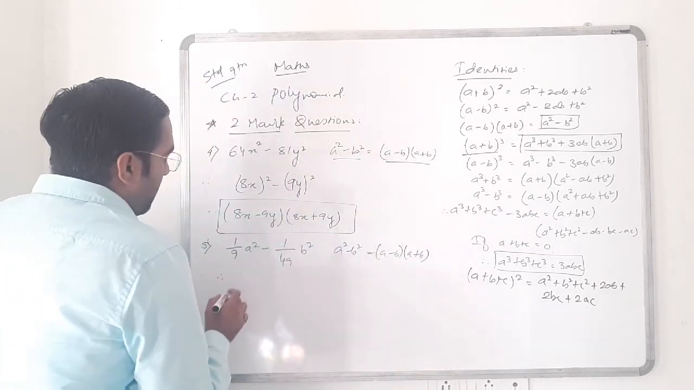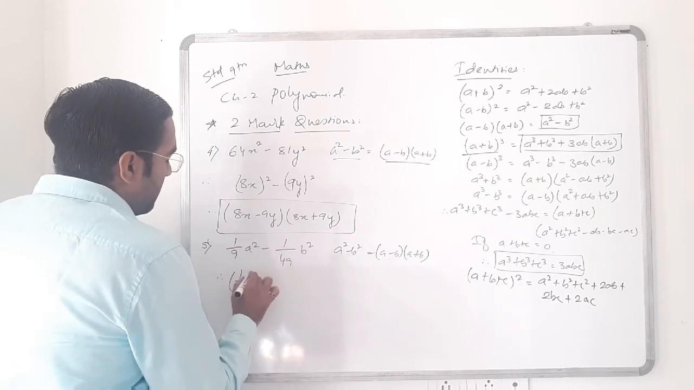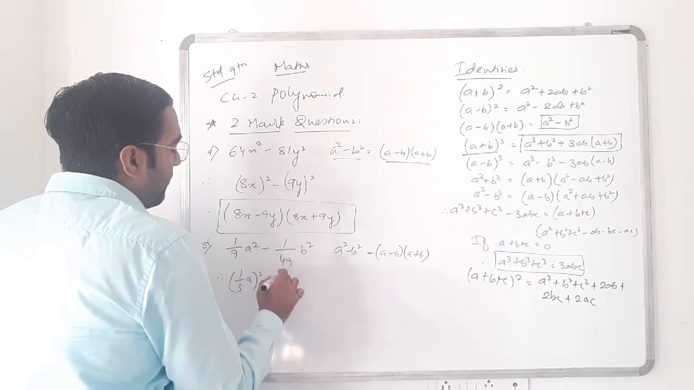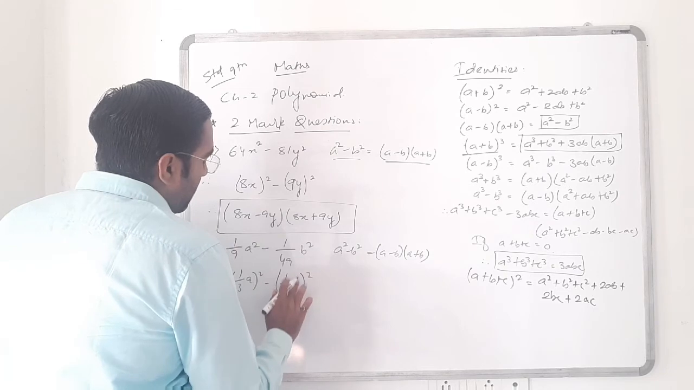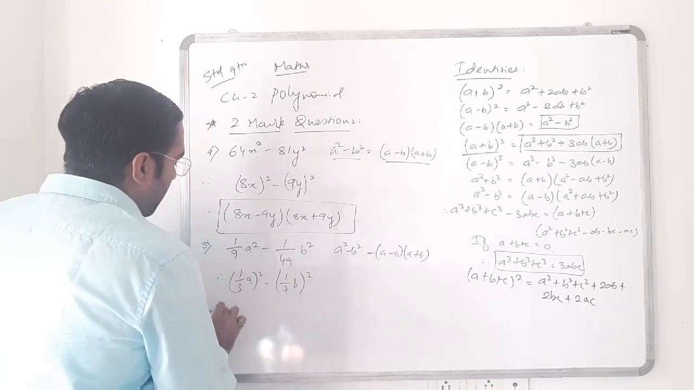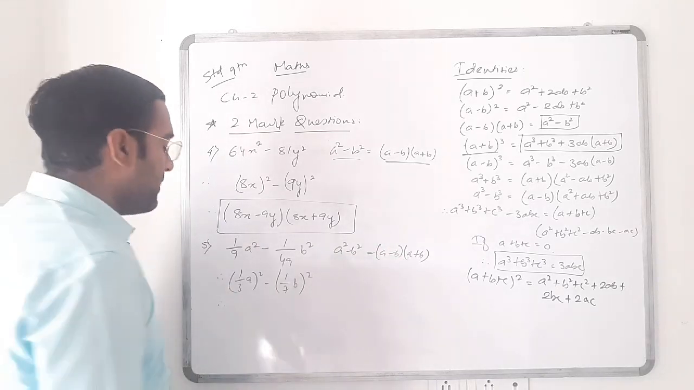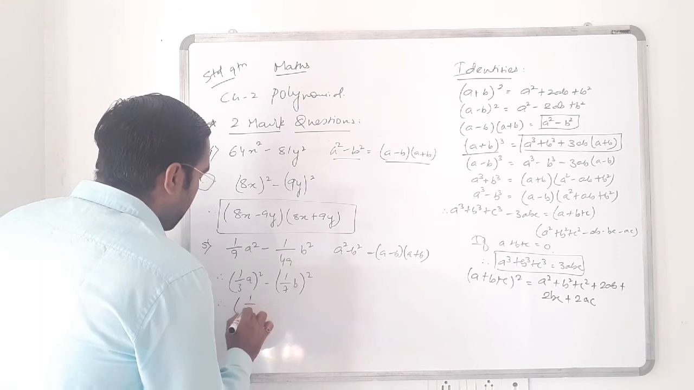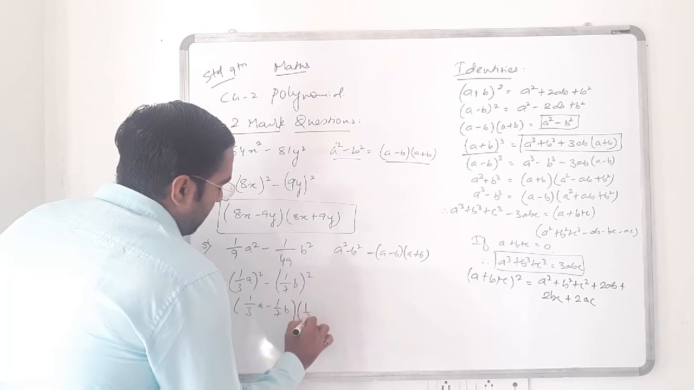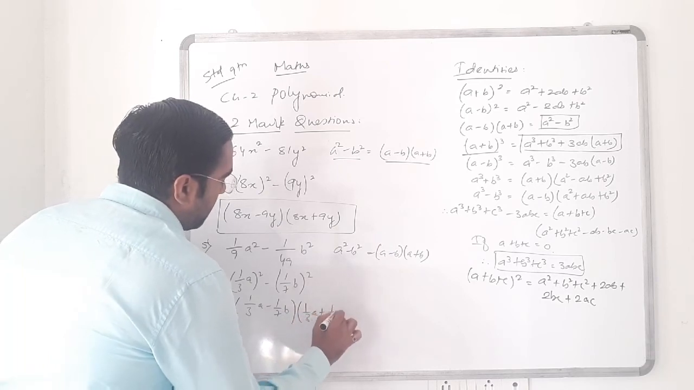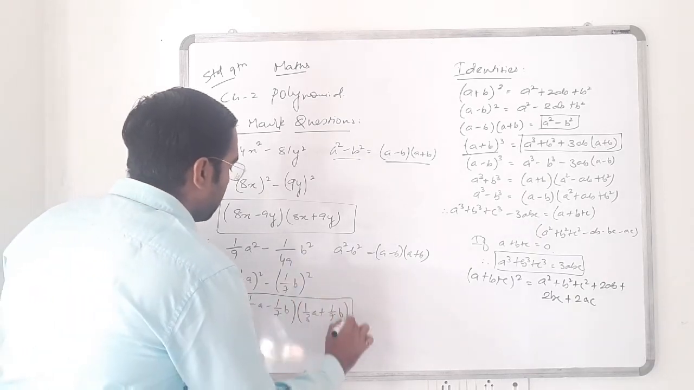So first of all I write the a square minus b square formation. So 1 by 3 a square minus 1 by 49, that will be 1 by 7 b square. Clear? So my answer will be written as a minus b, a plus b. Therefore your answer will be 1 by 3a minus 1 by 7b and 1 by 3a plus 1 by 7b. Clear? So this is your answer for question number 5.